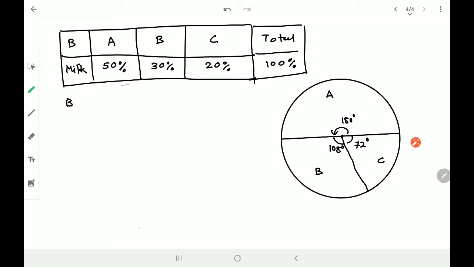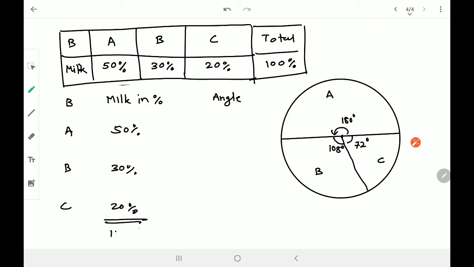So here is buffalo. A vertical table I'm going to make. The milk income, you can say, in percentage. And angle. So buffalo A, buffalo B, buffalo C, how much milk does each give you? 50%, 30%, and 20%, right? Write the total of it. How much will it be? 100. Then I'll find out the angle.